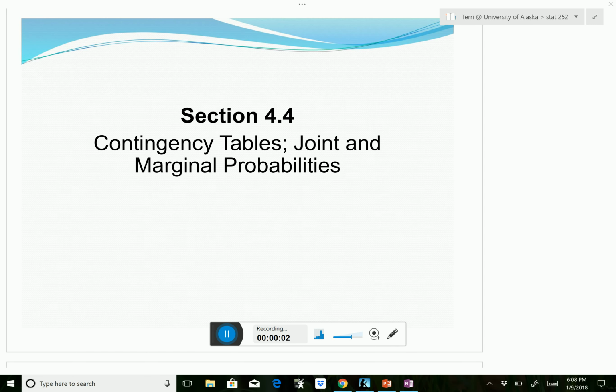Okay, now we are on Chapter 4.2, Contingency Tables and Joint and Marginal Probability. We'll also be going into conditional probability today as well. So we're going to start with these contingency tables.